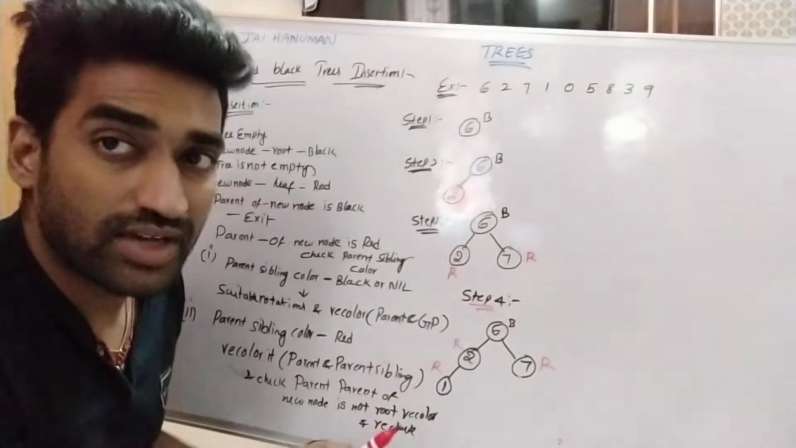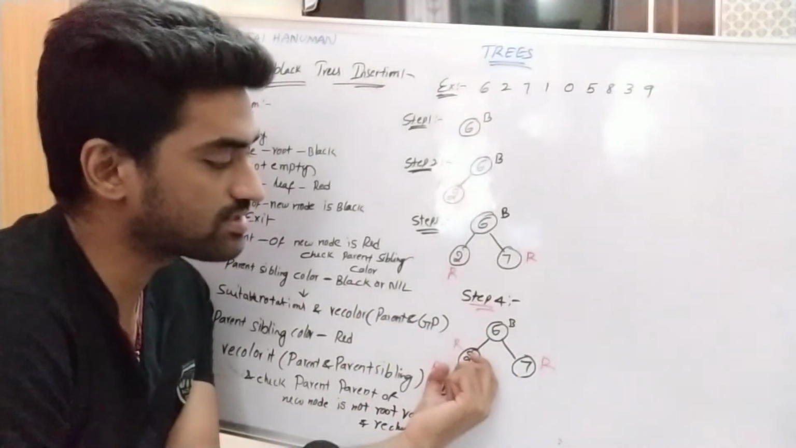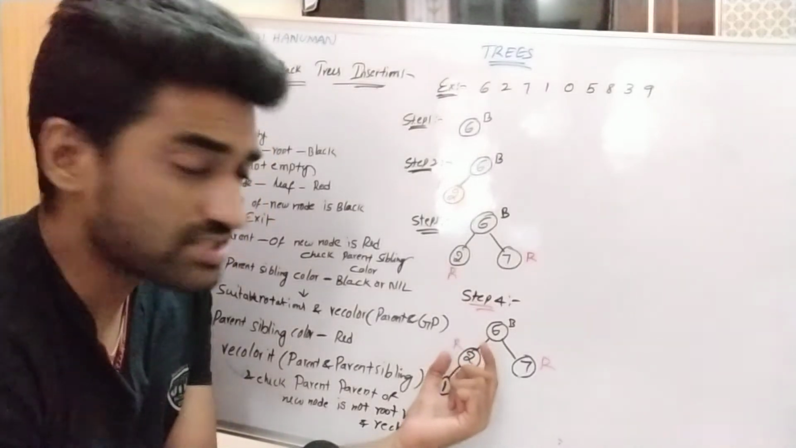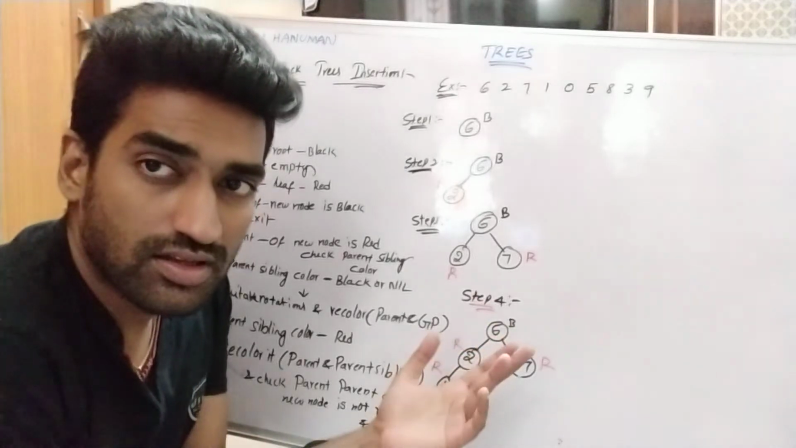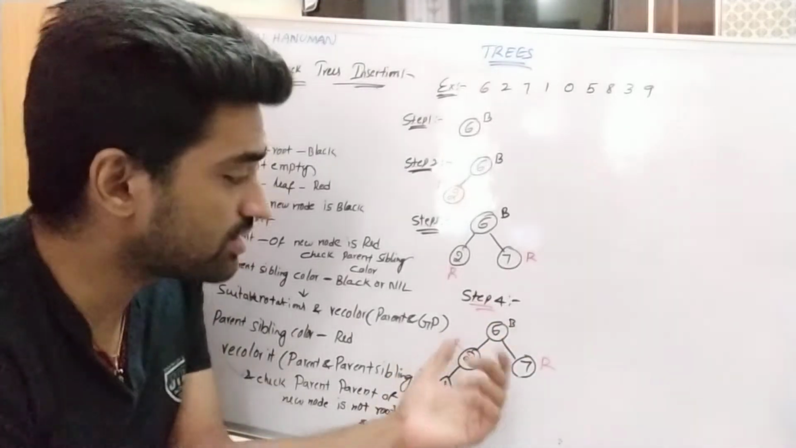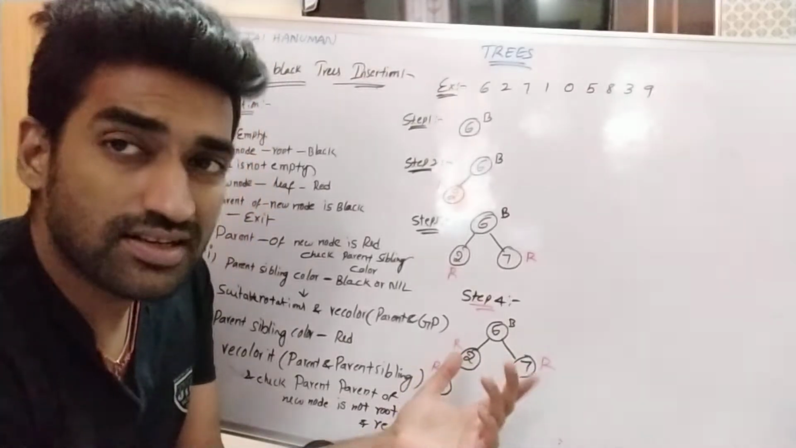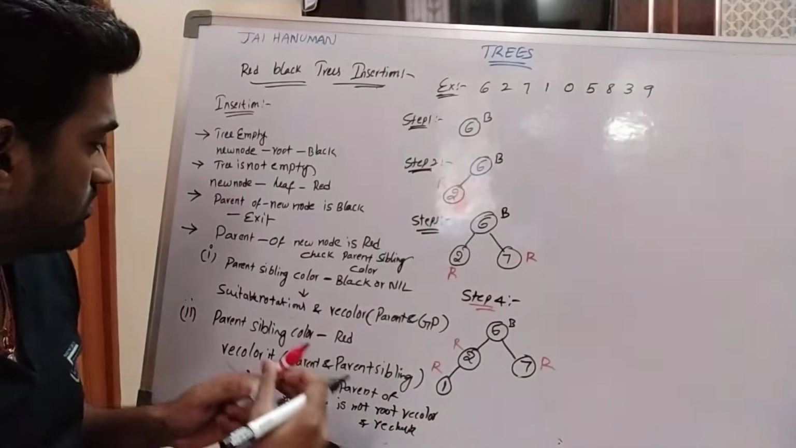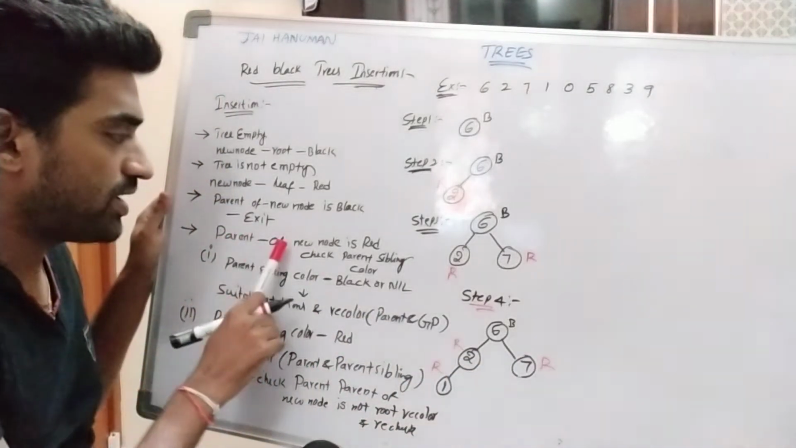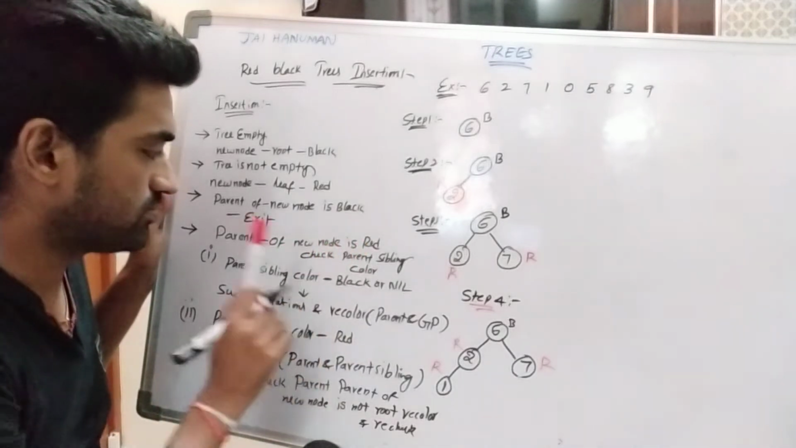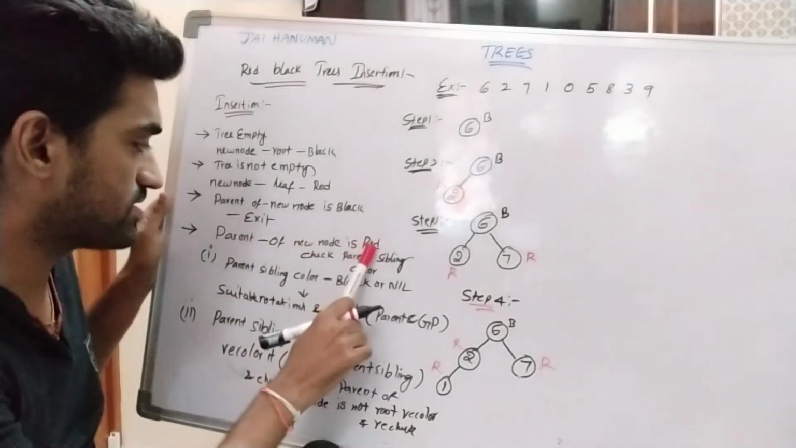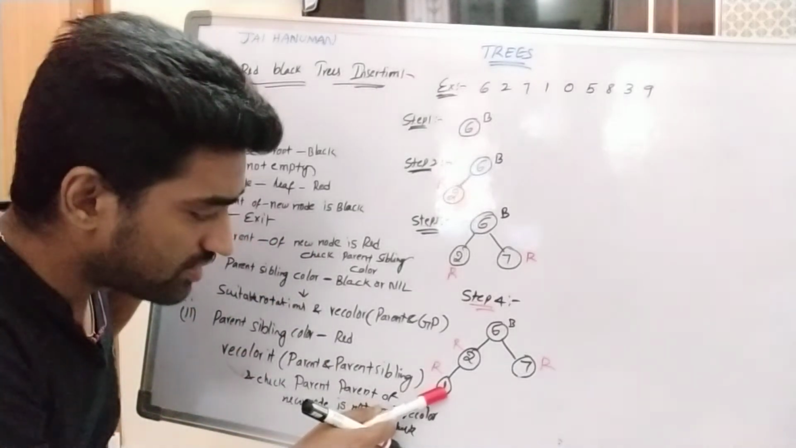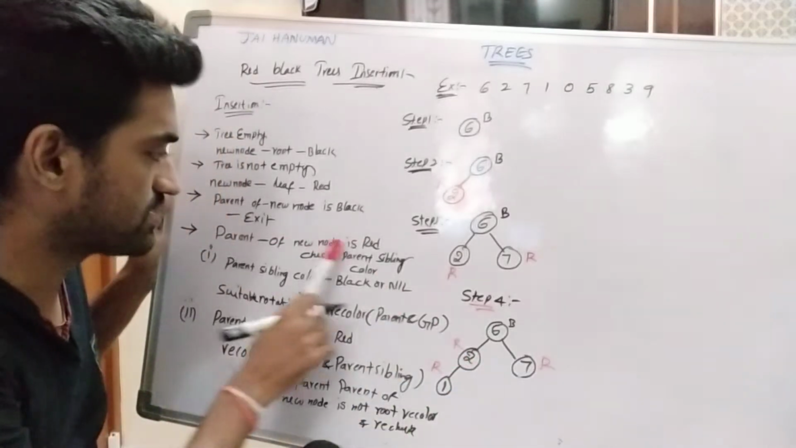Now this is not a red-black tree. Why? Because a red-red conflict has occurred. This tree violates property number 4, that no two adjacent nodes have red color, that is, a red parent with a red child, or a red child with a red parent. So here a red conflict has occurred, right? Then check the parent of the new node. The new node is this one, and its parent, 2, is red.